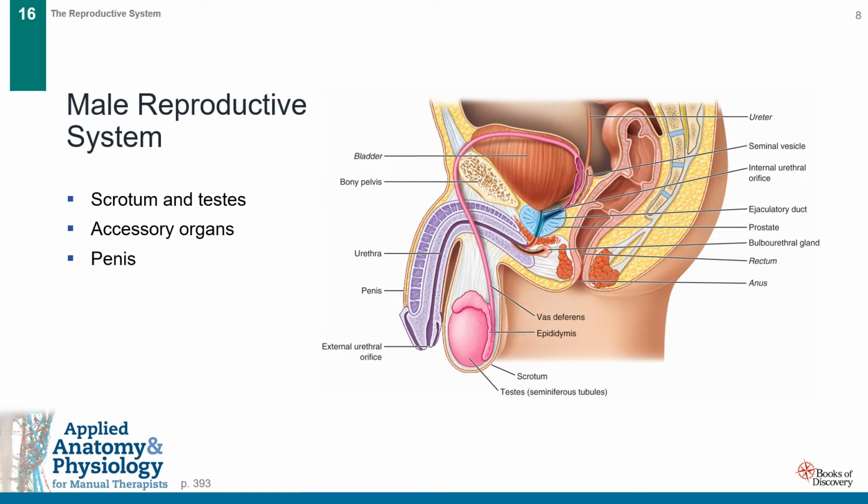Let's now consider the male reproductive system. The primary reproductive organs in males are the testes. A complex network of ducts and tubules plus a number of secretory glands make up the accessory organs. The penis and scrotum are the external genitalia.